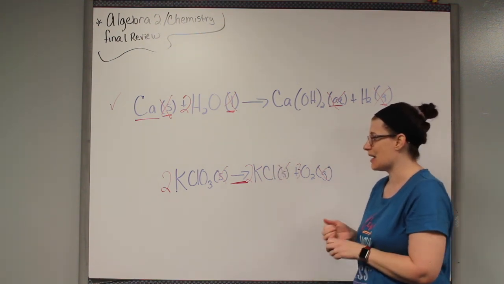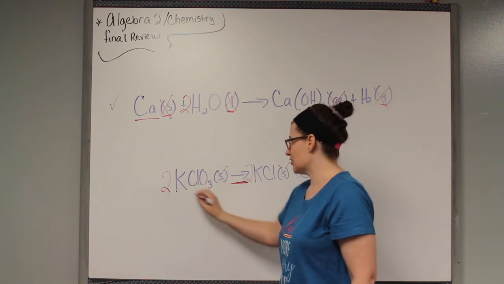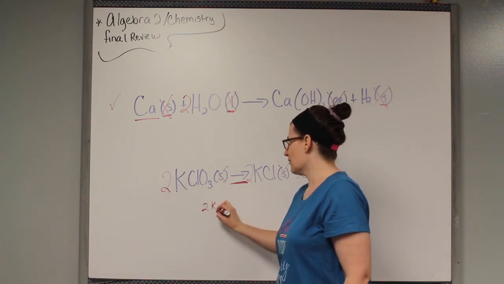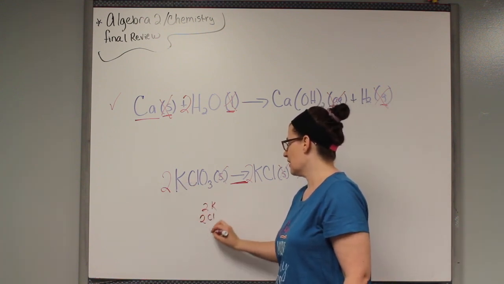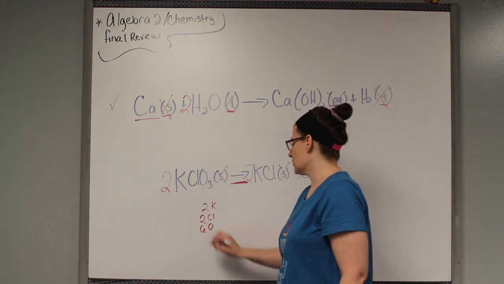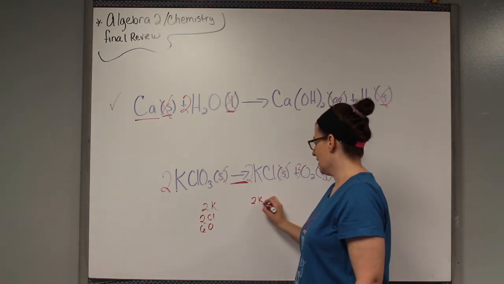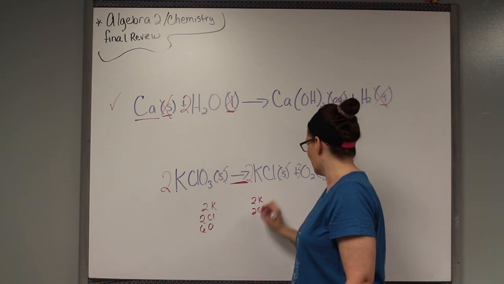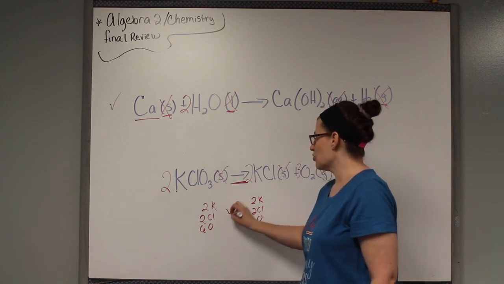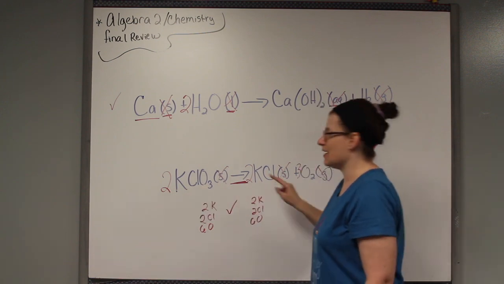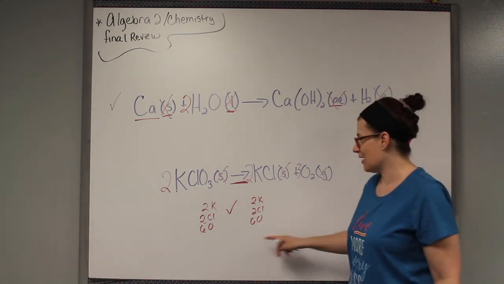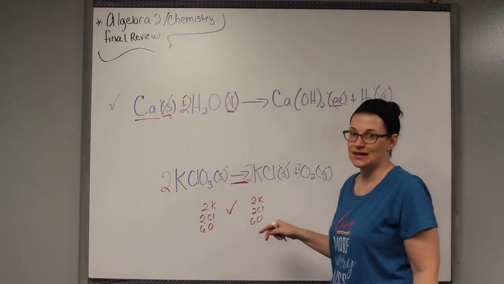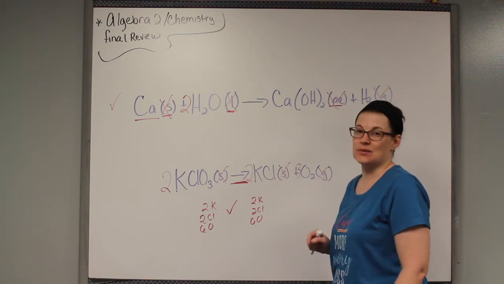I like to sometimes do checks and balances, so I'll say 2 K over here, 2 Cl over here, and 6 O's over here. And then I'll check it and do the same over here. However, you writing this on your paper without writing those means nothing to me. You have to put the big numbers up there.